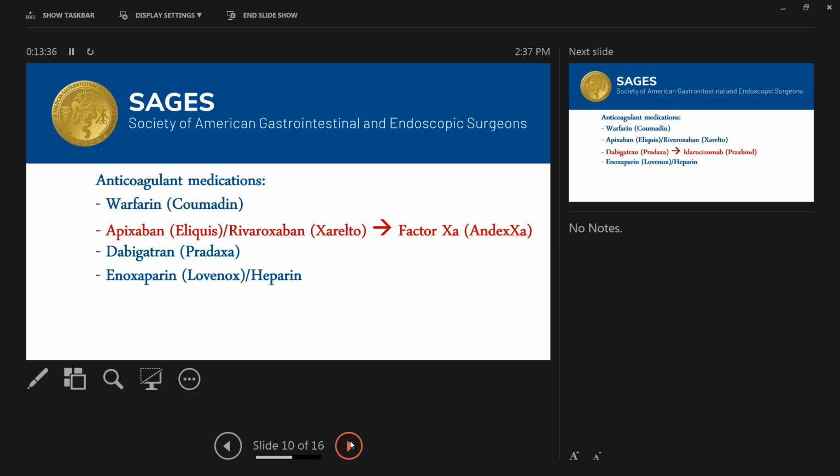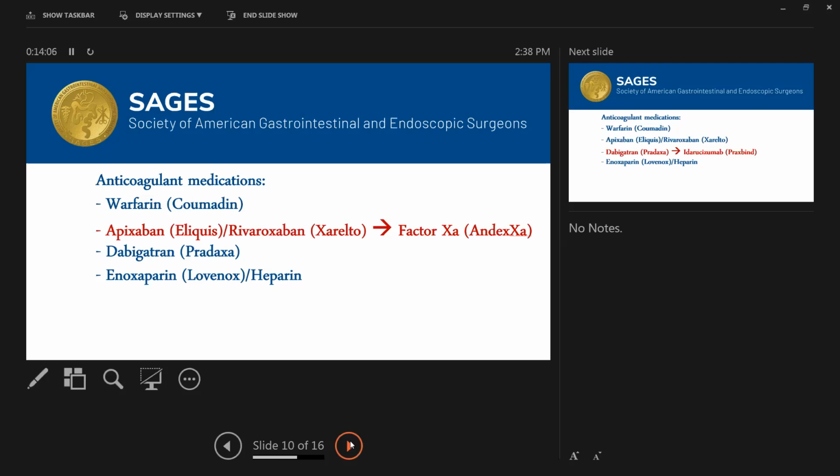The next category of medications: apixaban, Eliquis, or rivaroxaban, Xarelto. These are medications that work by inhibiting factor 10A. They're favored in the outpatient setting as they do not require outpatient monitoring. They're not indicated for artificial heart valves. Half-life of these medications is around 12 hours, and they are typically cleared in about 2 to 3 days.